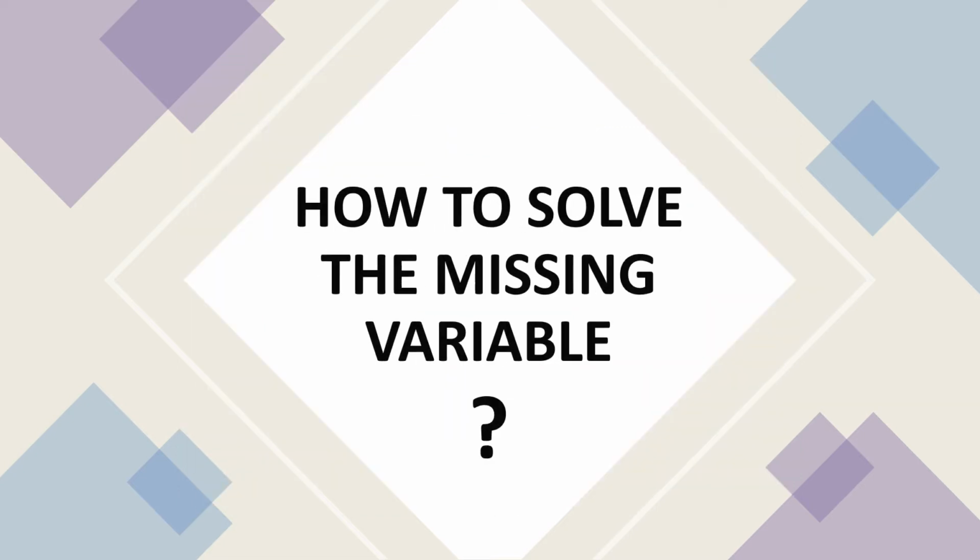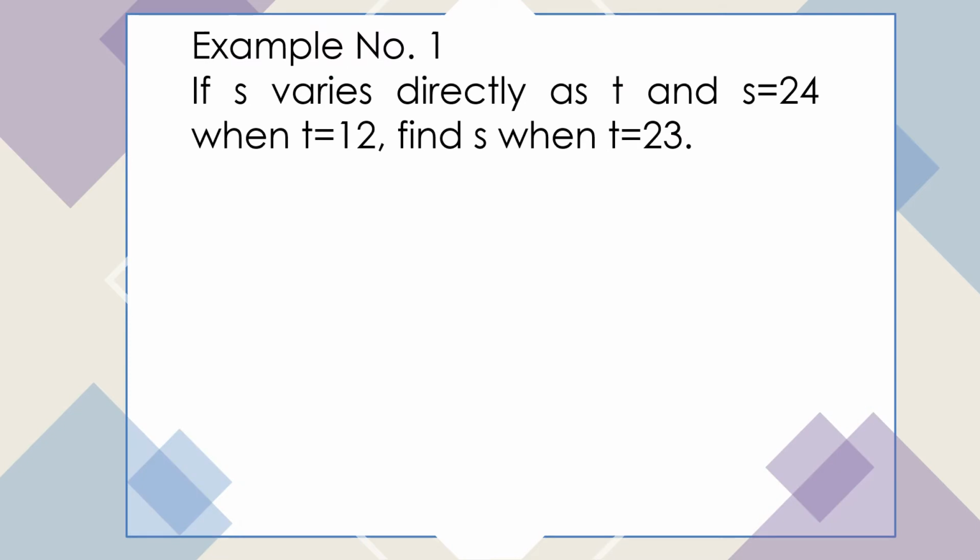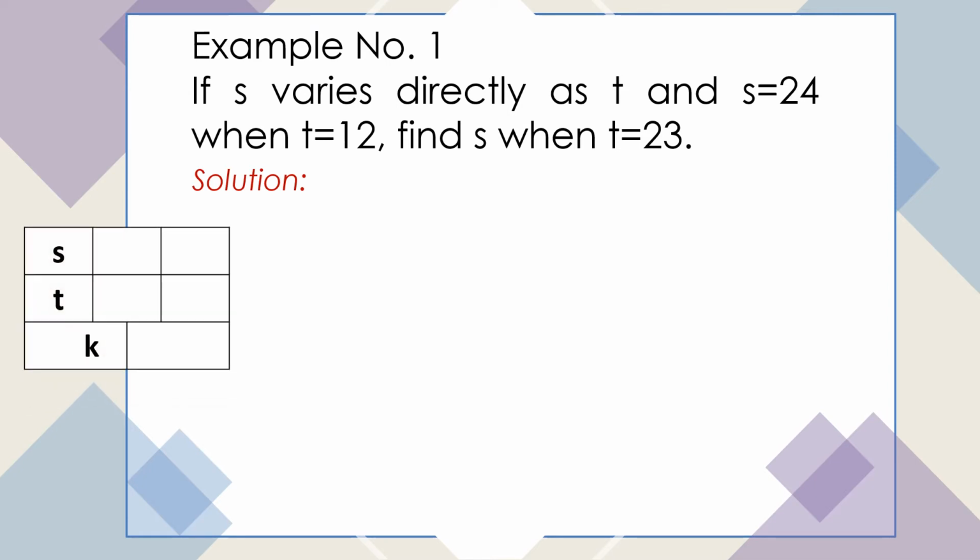Okay, next. How to solve the missing variable? Okay, first example, if S varies directly as T and S equals 24 when T equals 12, find S when T equals 23. So, una natin gagawin, we're going to write the given. We have S, T, and then K. Ang value ng S daw natin, which is 24, lalagay natin siya dito, and then yung T natin is 12, lalagay natin doon.